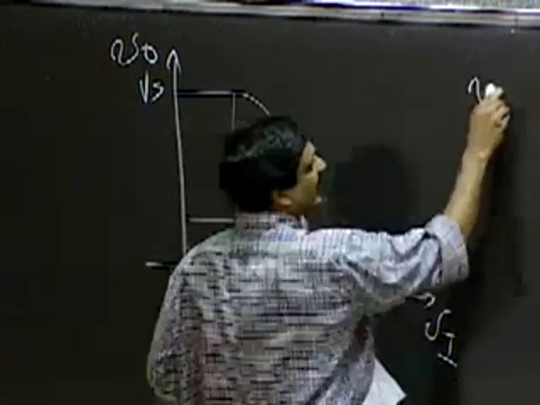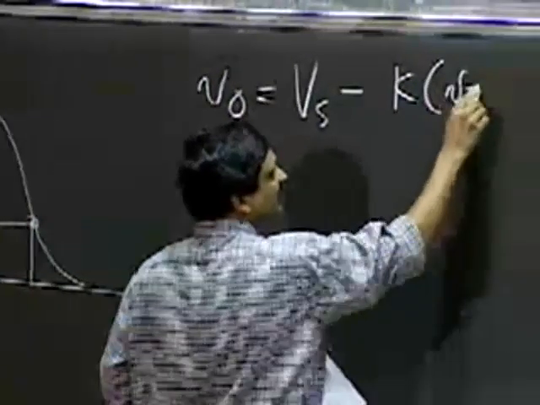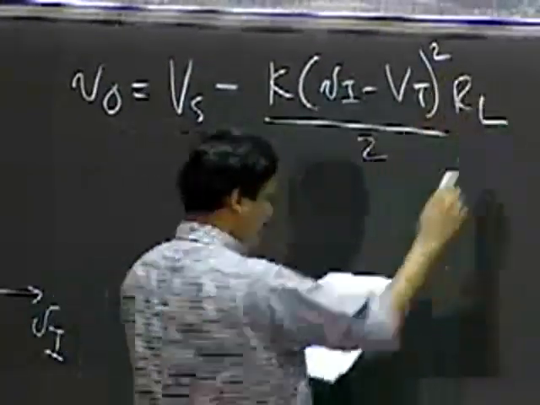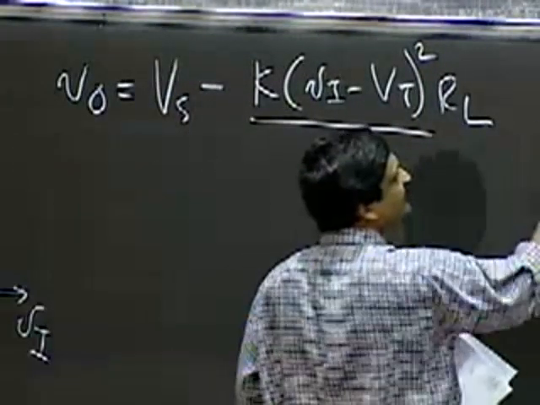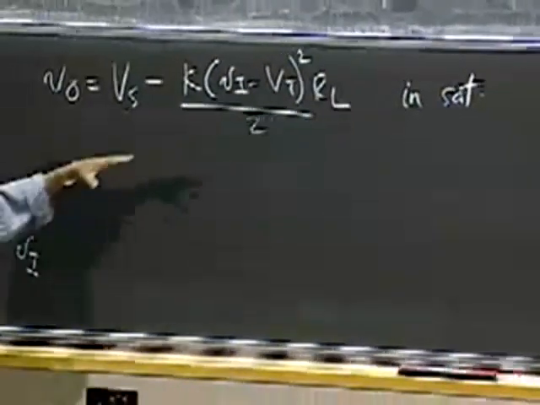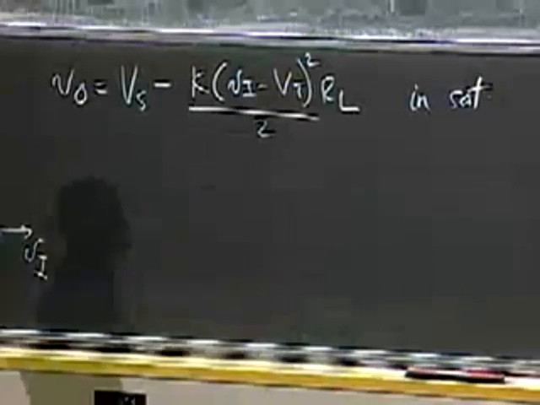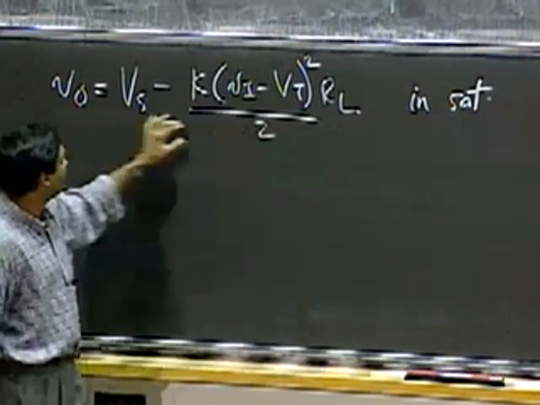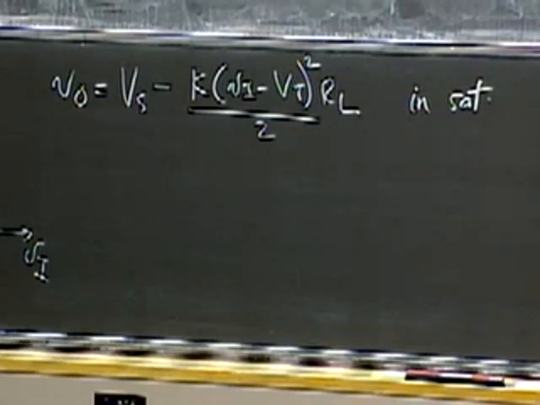We also know that the output was given by Vs minus K, Vi minus Vt whole squared. Okay, again, assuming the MOSFET is in saturation. Okay, it's very important to keep stating this, because this is true only when the MOSFET is in saturation, when I'm following the discipline. So notice that this is a nonlinear relationship. So VO depends on some funny square law dependence on VI.